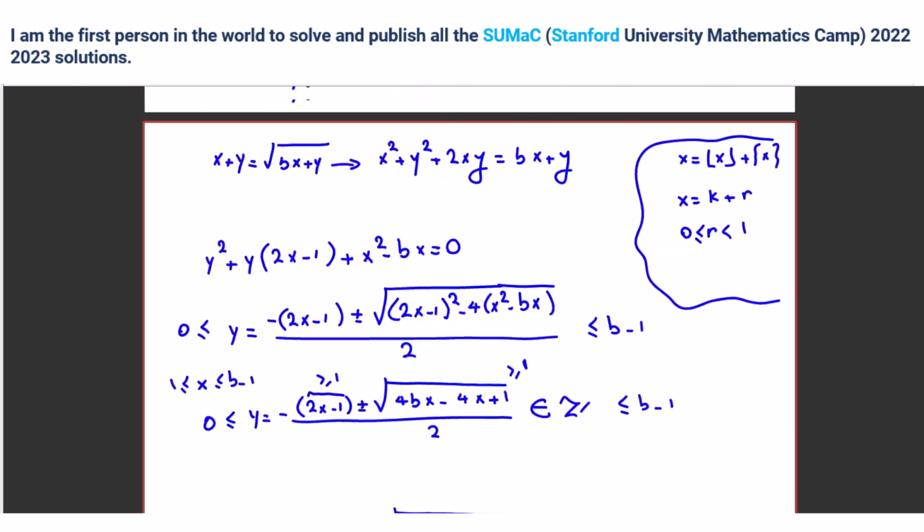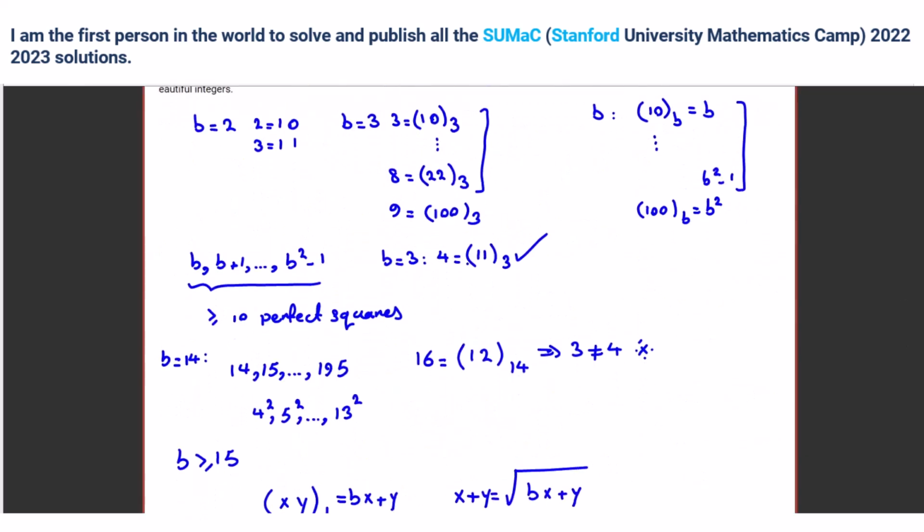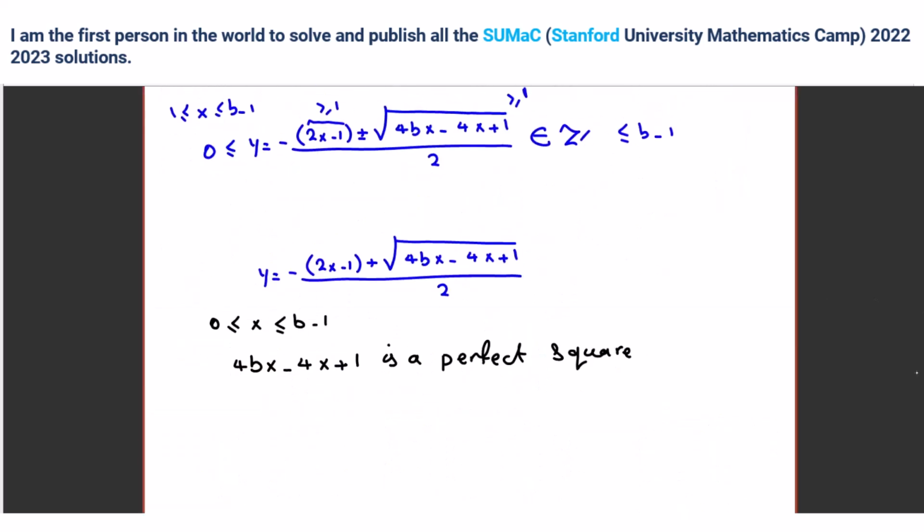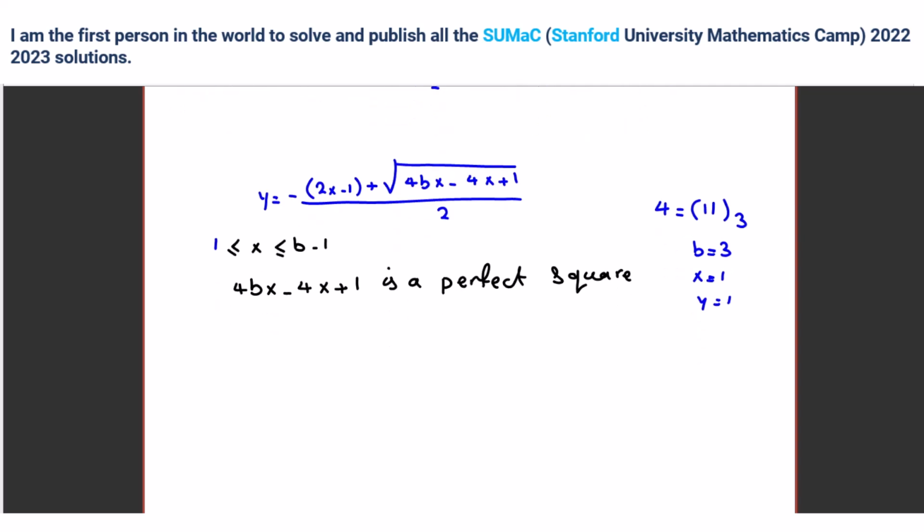Okay, so let's check, for example, this beautiful number that we found. Sorry, x is from 1 to b minus 1. So we found a good beautiful number, 4 in base 3 is 11, right? So in this case, b is 3, x is 1, y is 1, right? So when you cancel xy, it would be 4 times 3, 12. 12 minus 4, 8, plus 1, 9. It's a perfect square, right? Okay, so this number is a perfect square.